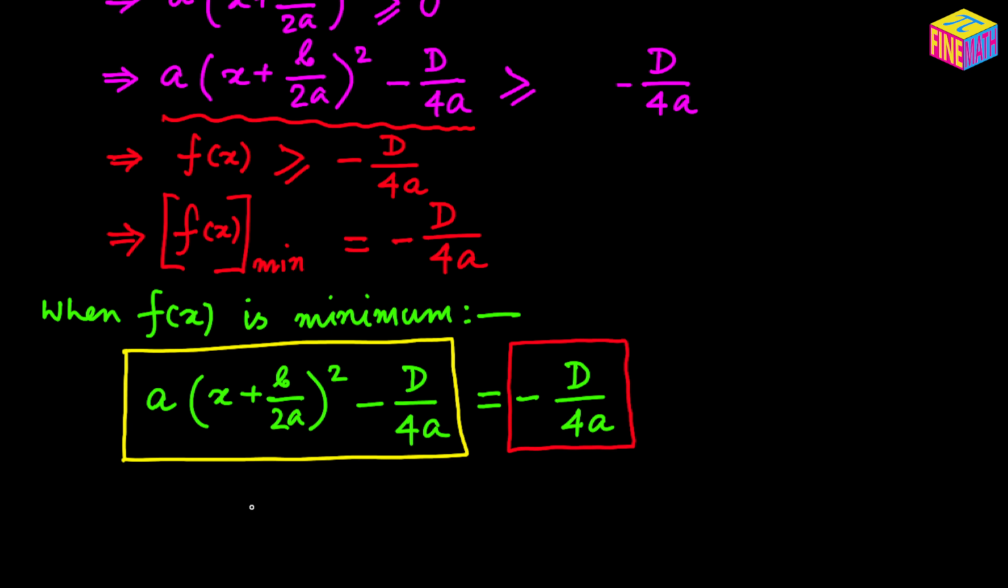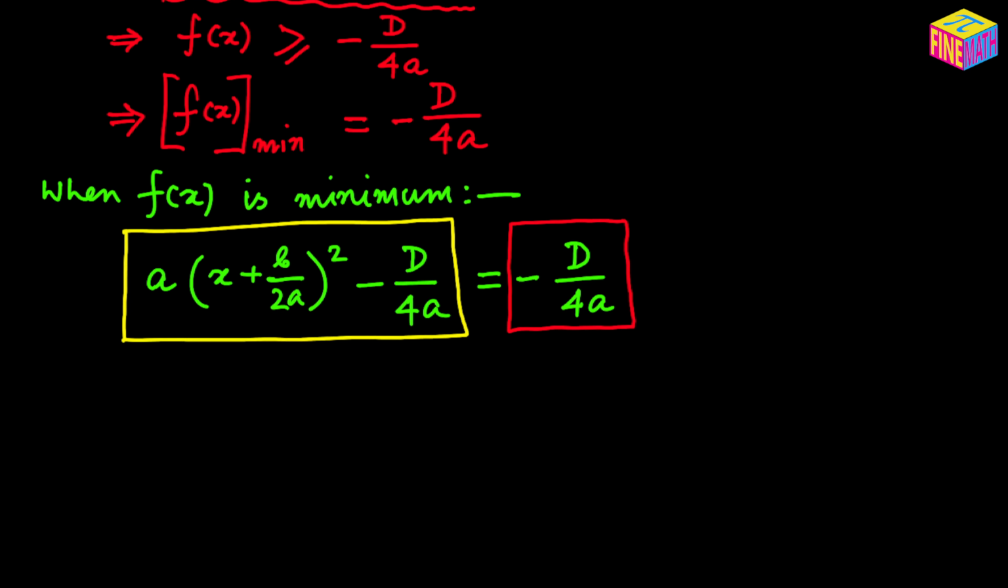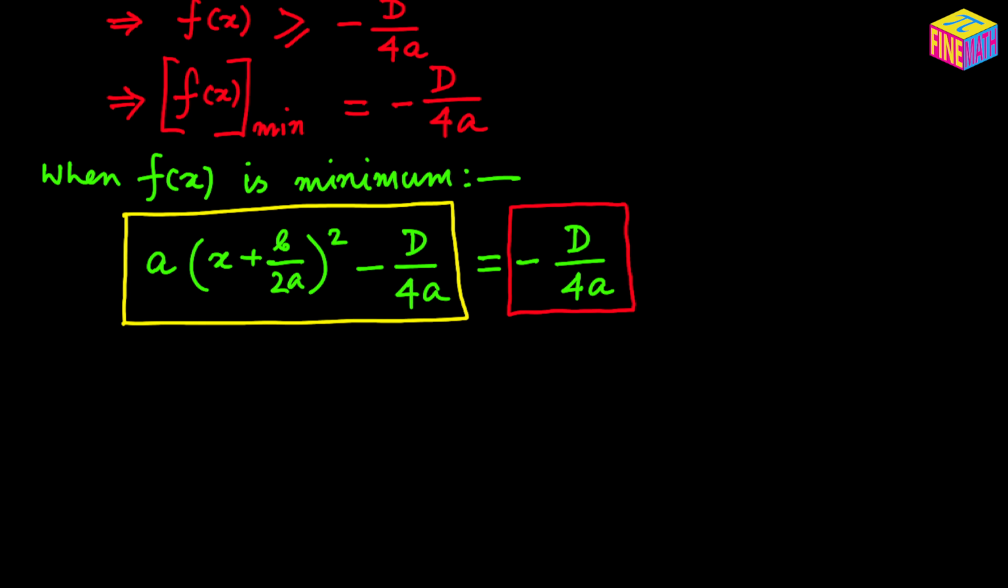So from here what can we derive? Well, from here we can say that a times x plus b by 2a whole squared is equal to 0, because you see that the negative d by 4a on the left hand side and the negative d by 4a on the right hand side are going to cancel each other. So then we are going to be left with a times x plus b by 2a whole square equal to 0.